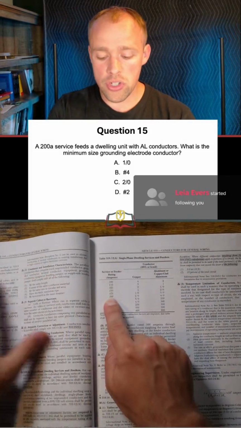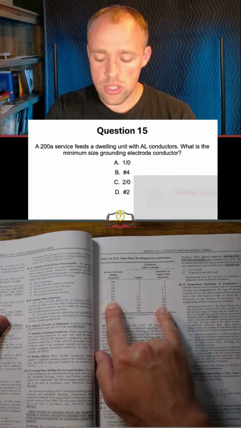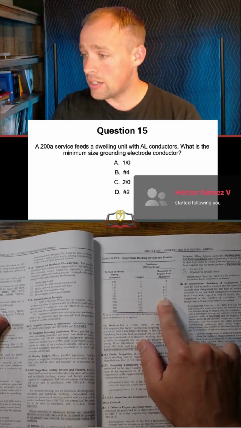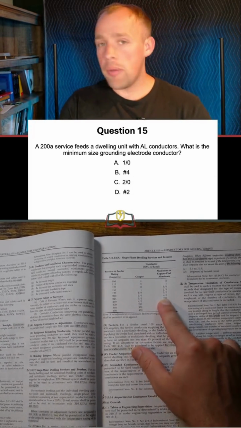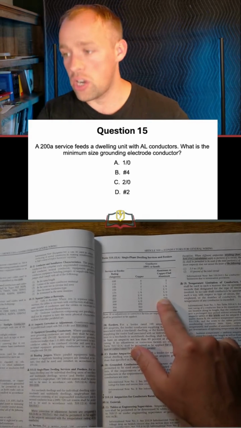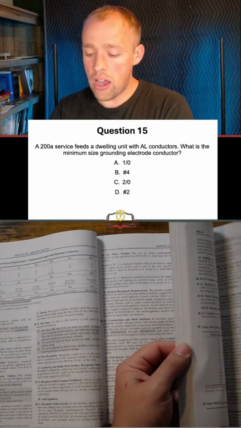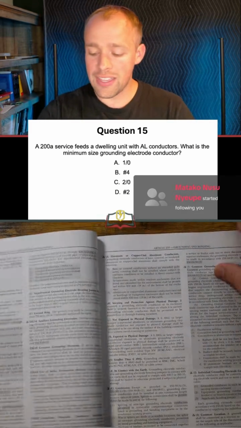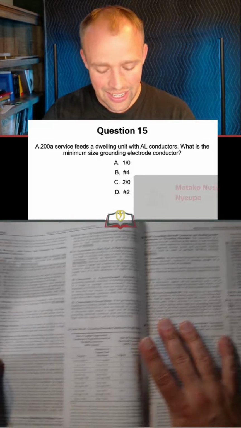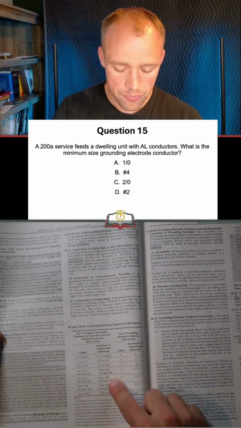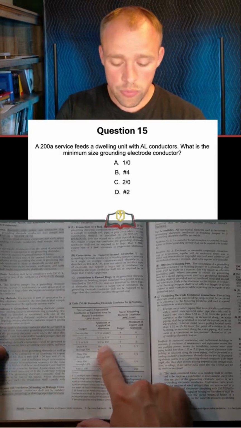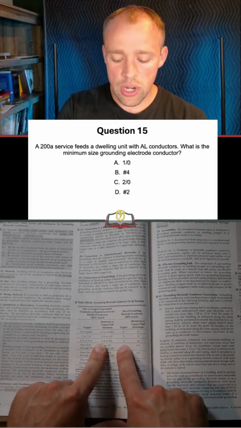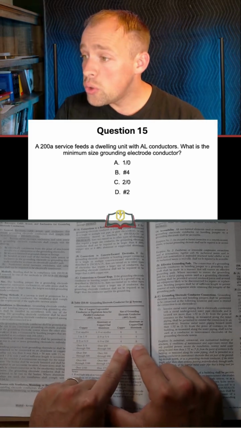Okay, for a 200 amp service, we can use 4/0 aluminum conductor. 4/0 aluminum conductor is my minimum size conductor for my question. So now I can go back to 250.66. And now I'm going to go to 4/0 aluminum, right? For 4/0 aluminum conductors, I can either use number 4 copper or number 2 aluminum.